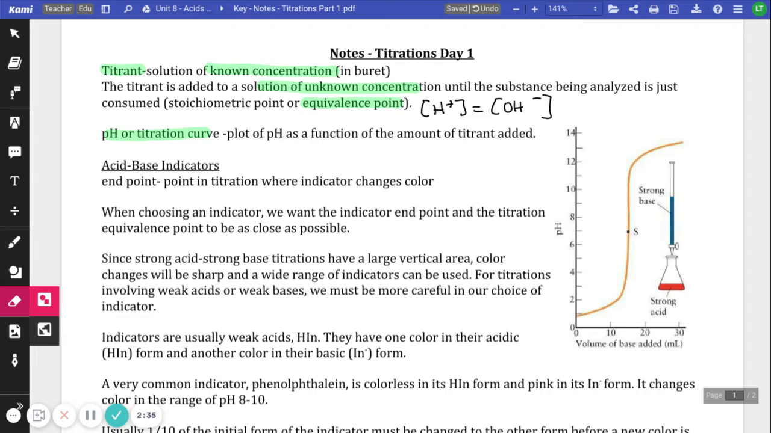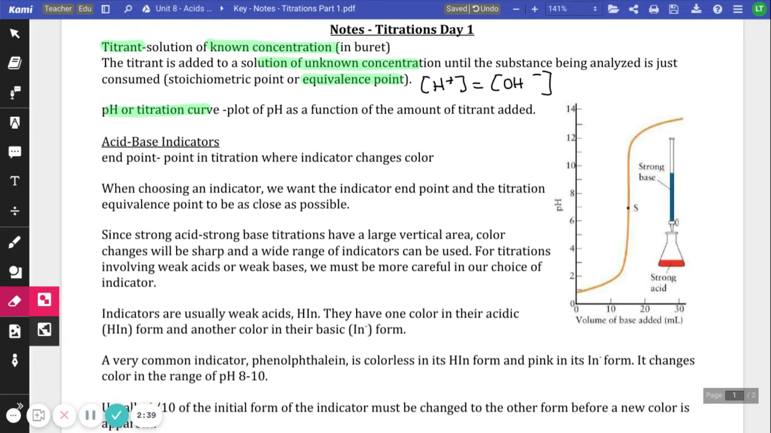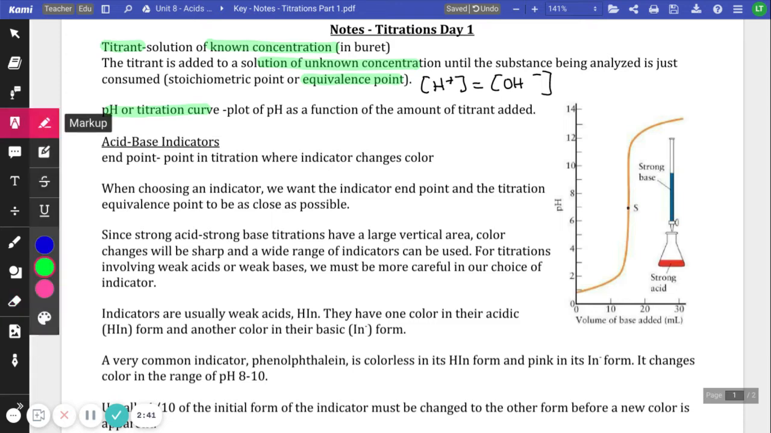Okay, so then the question is, how do we know when we've reached our equivalence point? And we know that because we have acid-base indicators. So we use an acid-base indicator, and we try to get to the end point. The end point is going to be where our indicator changes colors.